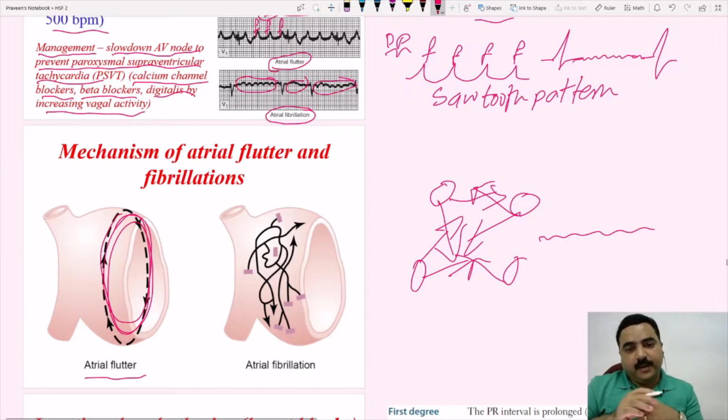Whereas for atrial fibrillation, it is from multiple points, from multiple locations in the atrium. Okay, good. So that's about the atrial patterns. Atrial flutter and atrial fibrillation are very important from your exam point of view, and the major concern is paroxysmal supraventricular tachycardia, which needs to be prevented in this scenario.